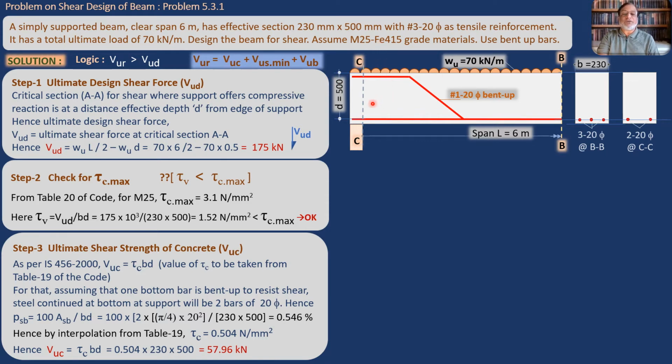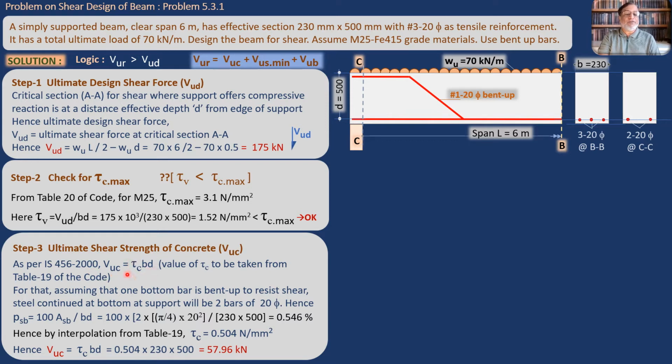So let us first of all find out how much shear force our existing concrete will be able to resist. So step 3 is about that, calculation of ultimate shear strength of concrete. That means ultimate shear force resisted by concrete, and IS code is calling it by symbol VUC. U for ultimate, C for concrete, V for shear. Now how to calculate VUC? IS code is giving a simple handy formula. As per IS 456-2000, VUC is equal to tau C into BD.